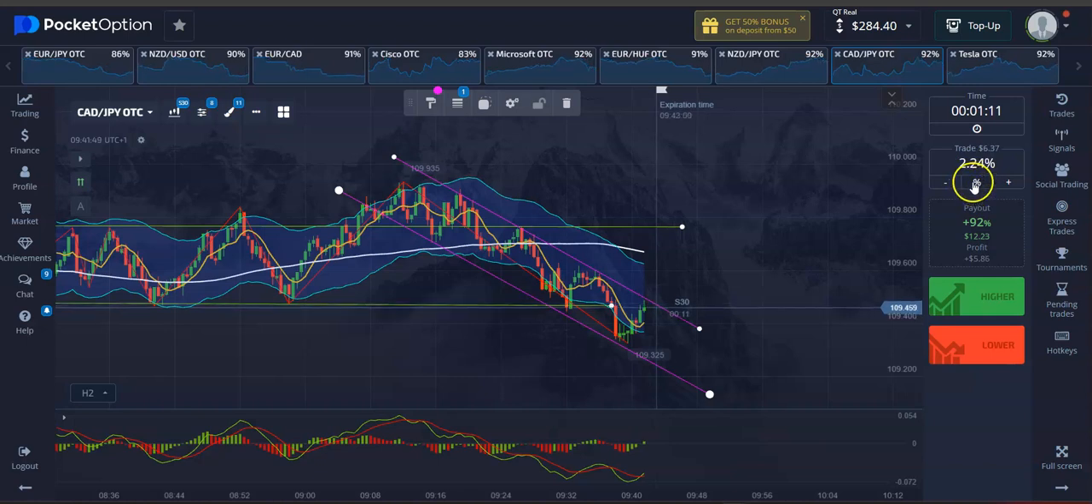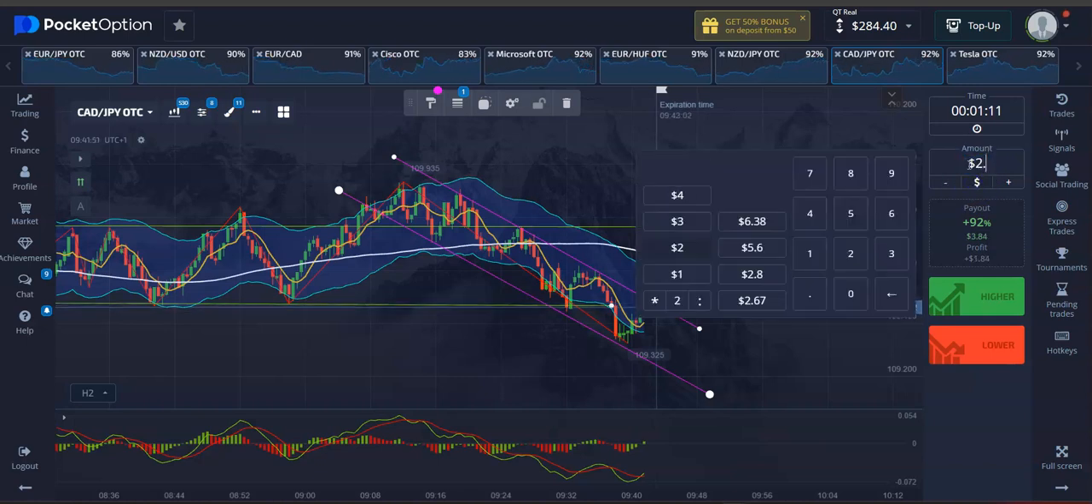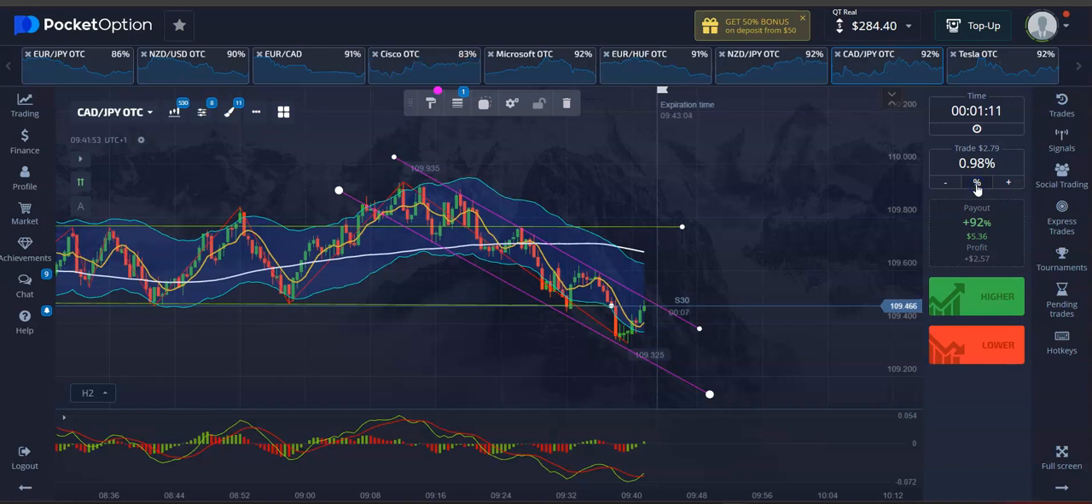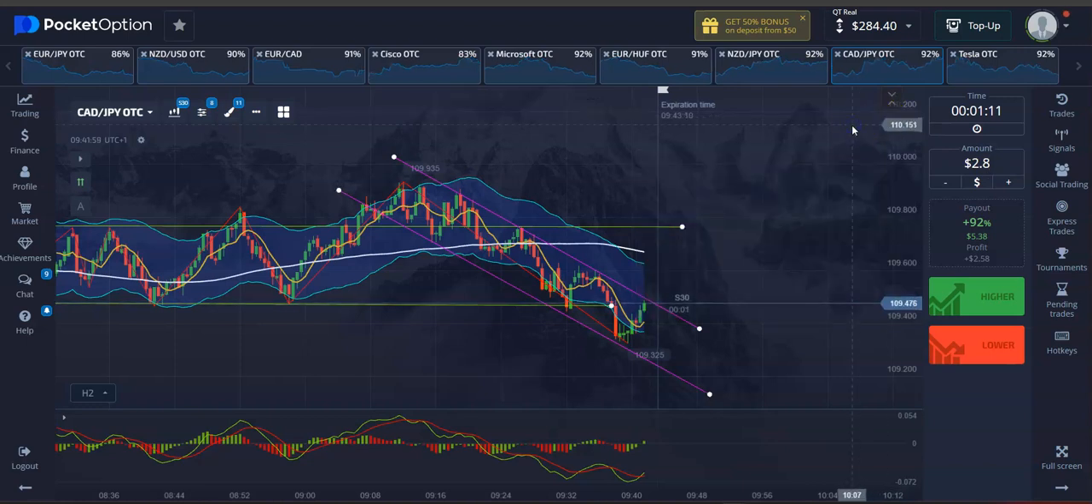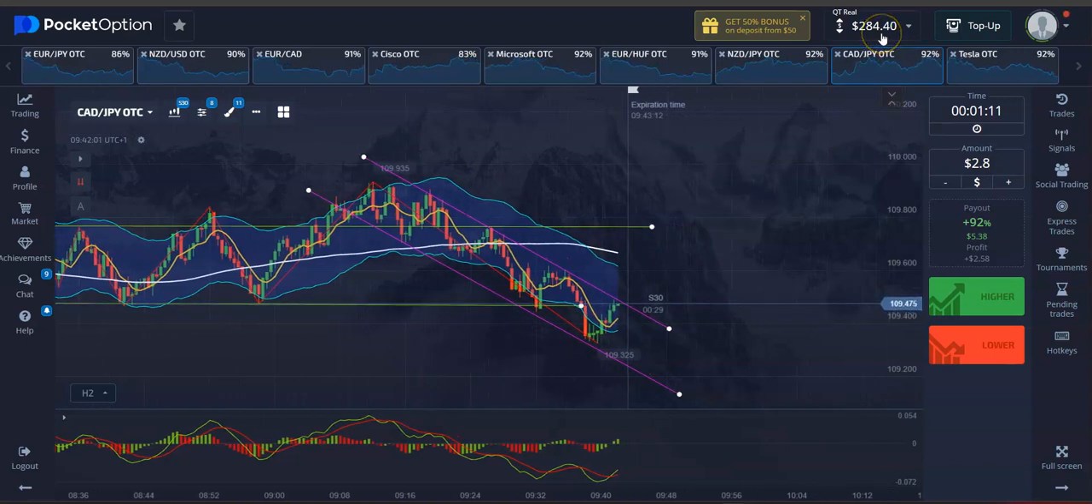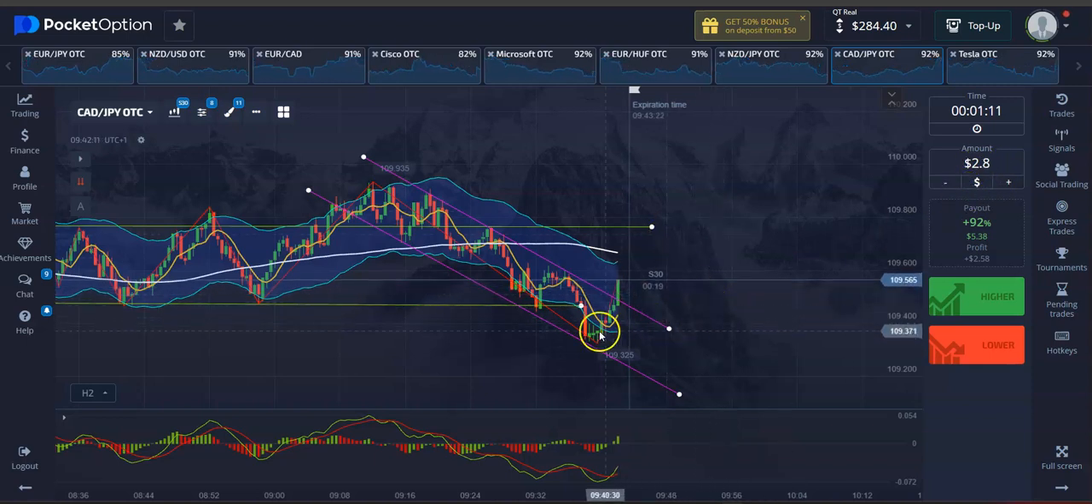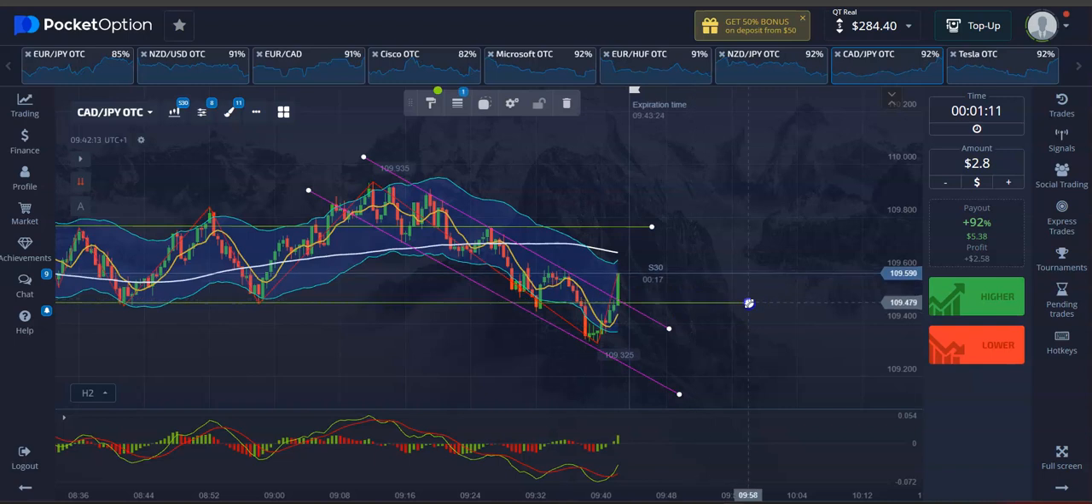Okay, so if that's the case, we're potentially going to take a trade on this one. So instead of 638, we're going to start with 2.8, which was our initial 1%. Okay, 2.8 right there. Because we are in profit, we recouped our losses and we made $4, we're going to stick to the original trading amount, so 2.8. Okay, so let's see what's going to happen with this one.